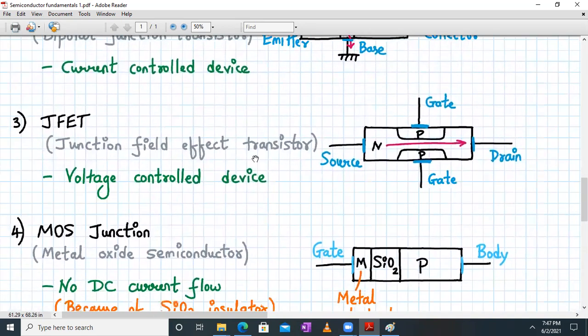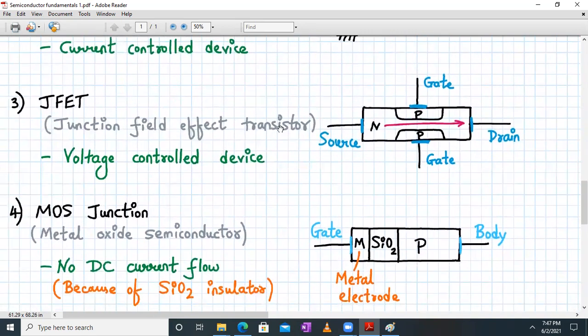Then we'll come on to the JFET, that will be junction field effect transistor. It's a voltage control device. Okay, and also made up of semiconductor material. It has three terminals as shown over here: source, drain, and gate. Okay, so the conductivity of the channel can be controlled by controlling the amount of voltage. Okay, and hence we can control the amount of conductivity and hence the current over here.